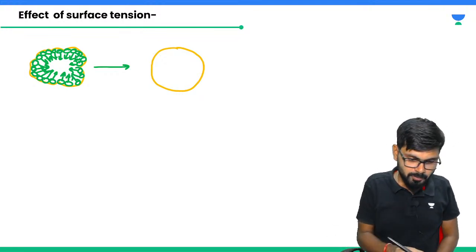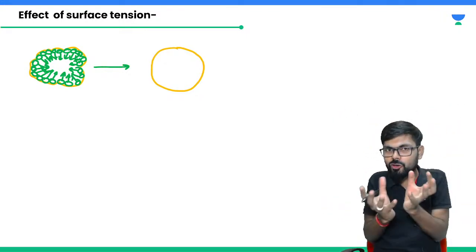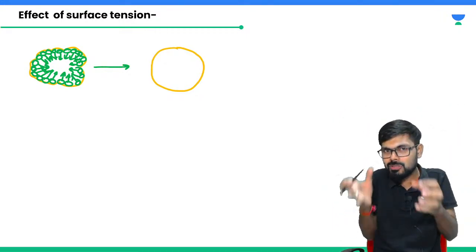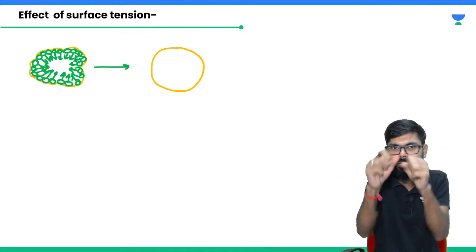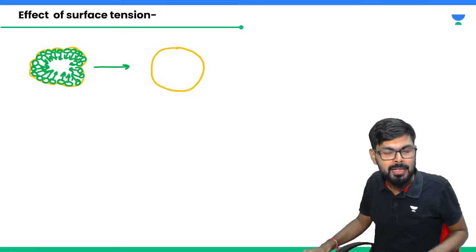Okay, now please listen here. So now you can see that if suppose some liquid droplet is there, so at the surface some molecules are there, they are pulling it, right? They are pulling it, so after some time it will come to a spherical shape, right? It will come to a spherical shape.